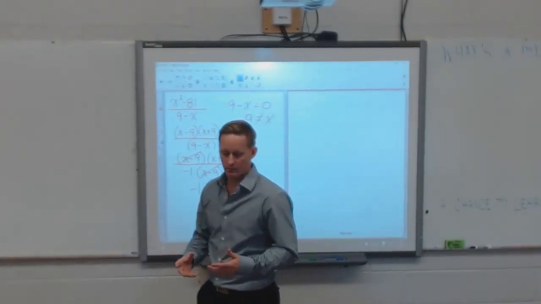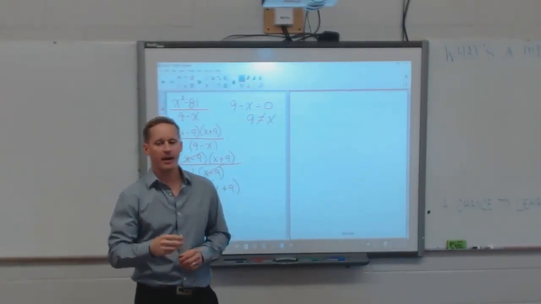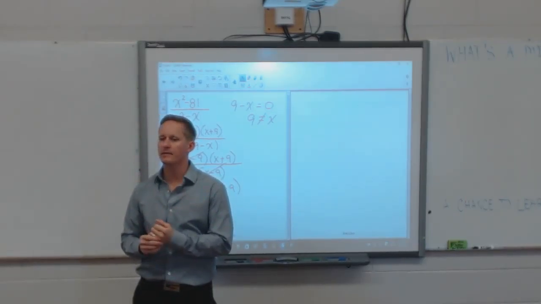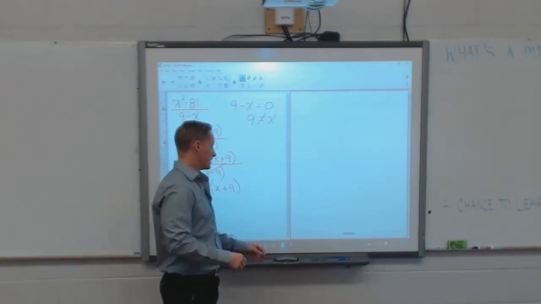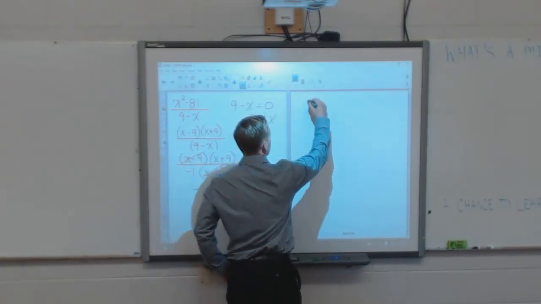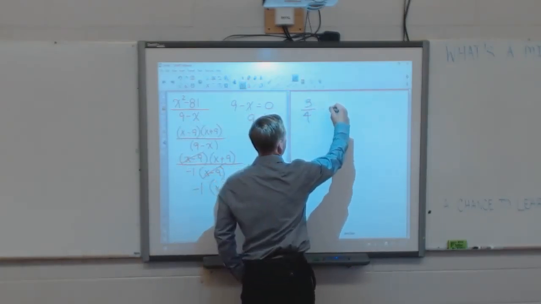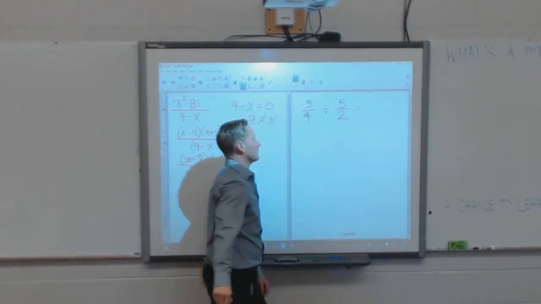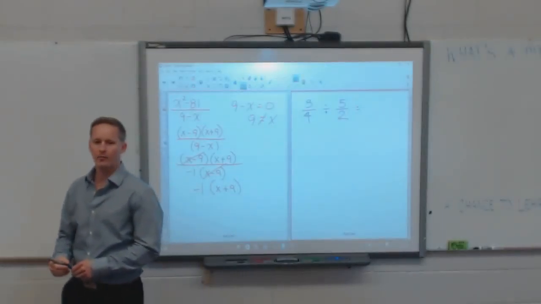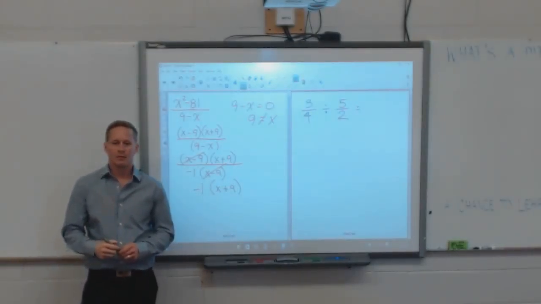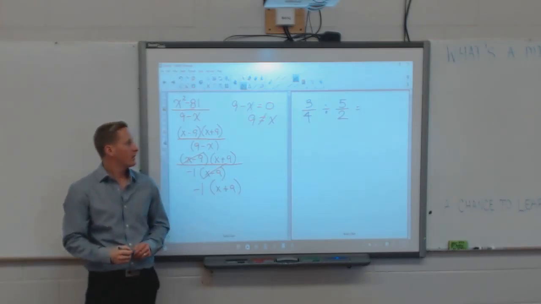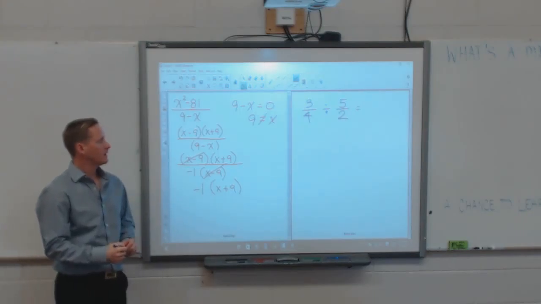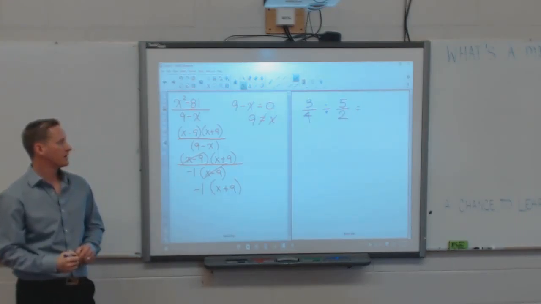Second section, all right, is simplifying more than one fraction at a time. So we're going to multiply and divide fractions. First of all, let's have a quick review here. 3/4 divided by 5/2. What do you get? 6/20? How do you get 6/20 out of that?